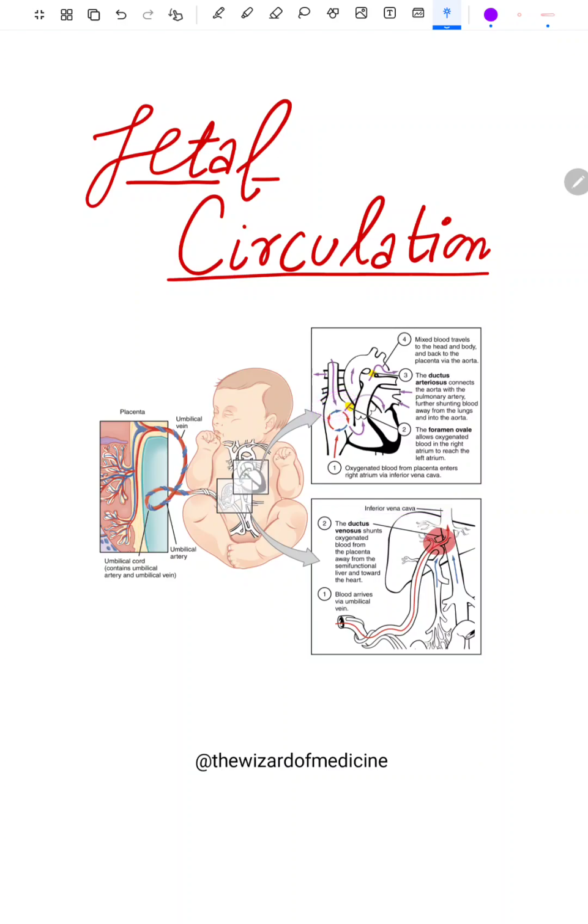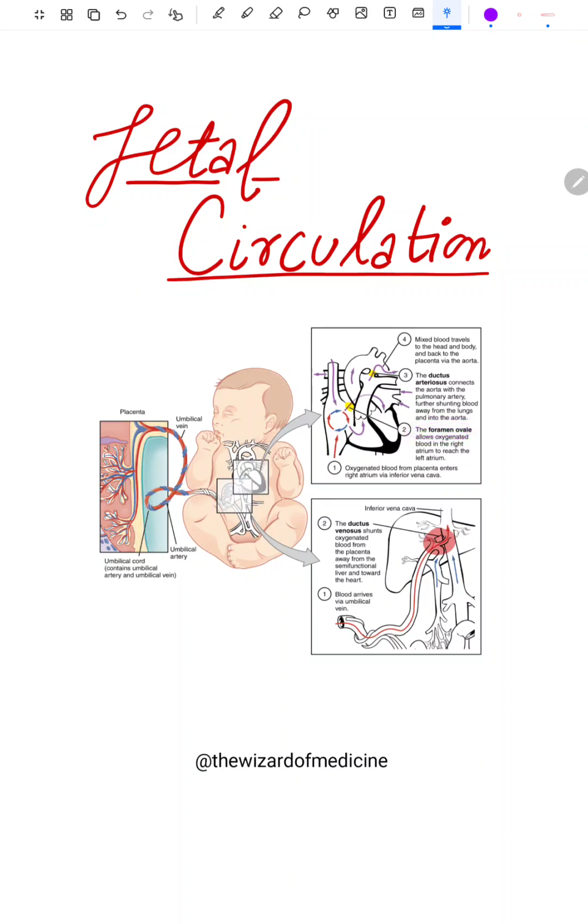And in the right atrium, 2/3 of the blood will enter the right ventricle, while 1/3 of the blood will enter the left atrium. This 1/3 of the blood that enters the left atrium is via this yellow colored foramen that you can see here, called the foramen ovale.